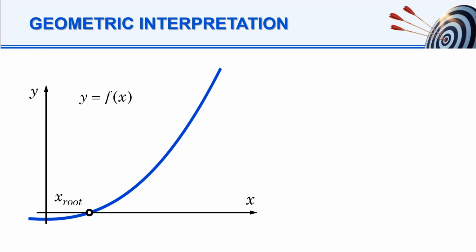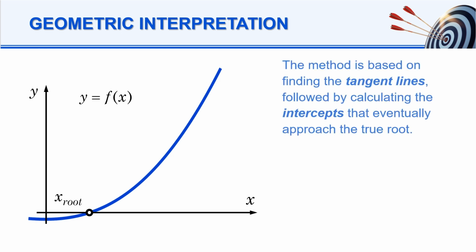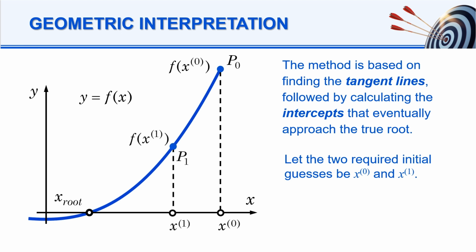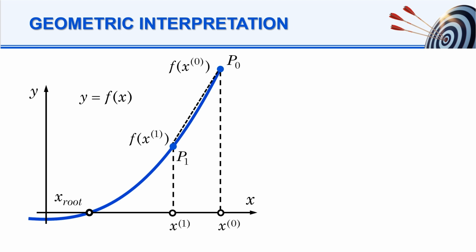The method, just like Newton-Raphson, is based on finding the tangent lines, followed by calculating the intercepts that eventually approach the true root. Let the two required initial guesses be x0 and x1. The corresponding ordinates are found and labeled as shown. After finding the ordinates, we obtain P0 and P1 points on the curve. The line passing through P0 and P1 is the secant line, while the extended tangent line to the curve at P1 cuts the x-axis at x2, which is an estimate closer to the true root.